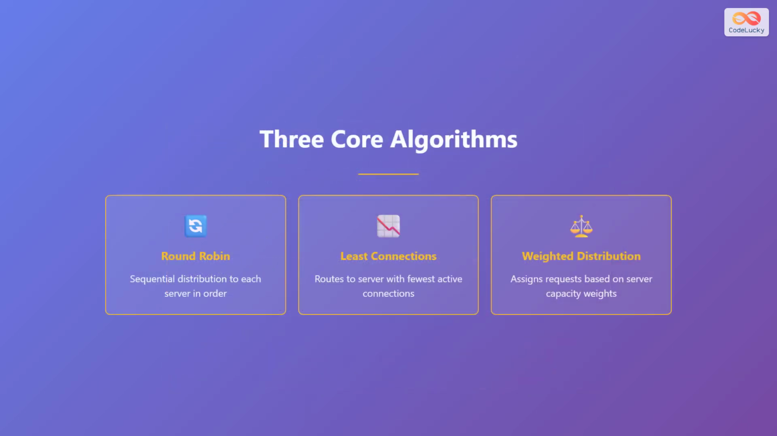There are three core load balancing algorithms we'll focus on. First is round-robin, which distributes requests sequentially to each server in order. Second is least connections, which routes each request to the server with the fewest active connections. Third is weighted distribution, which assigns requests based on predefined server capacity weights. Each algorithm has unique advantages depending on your infrastructure.